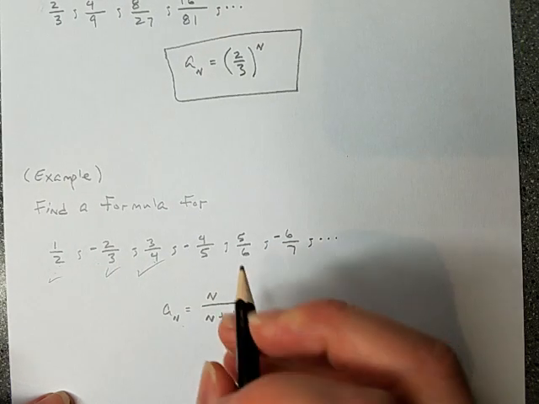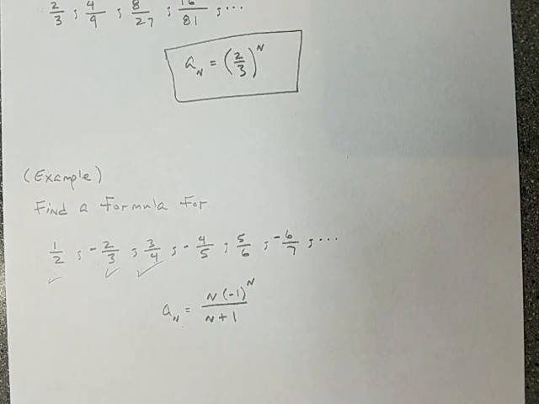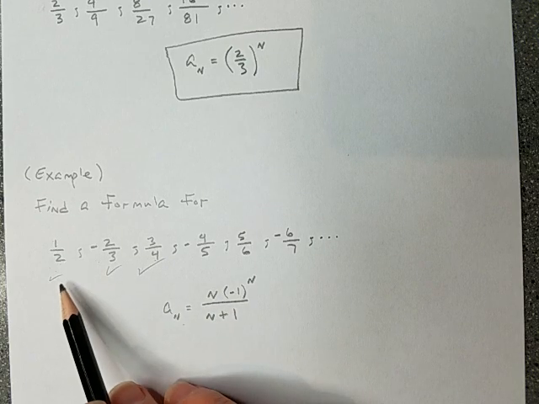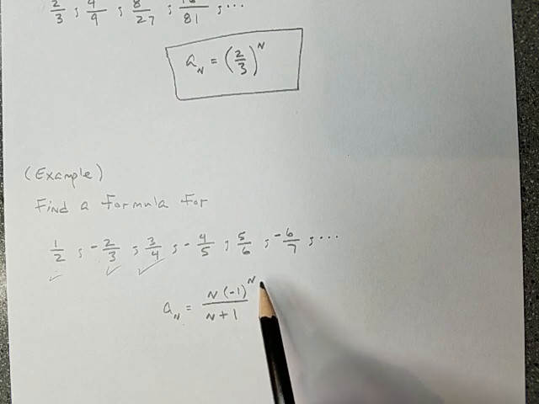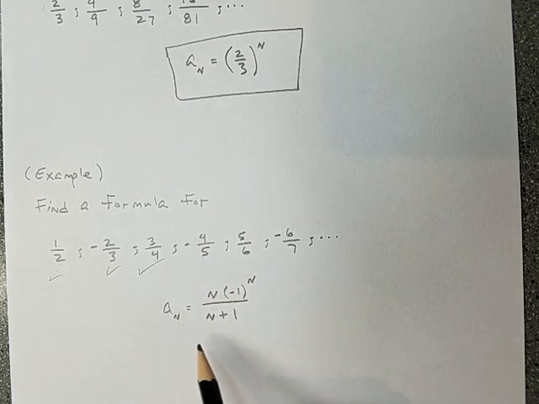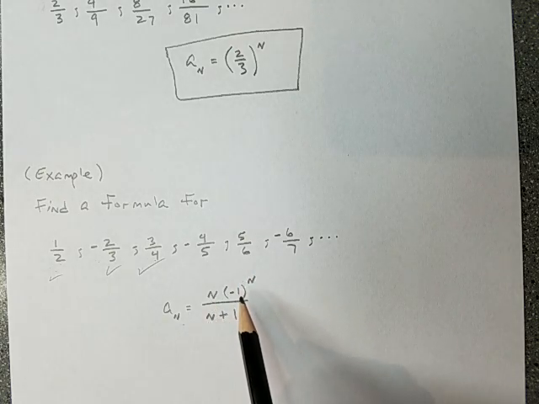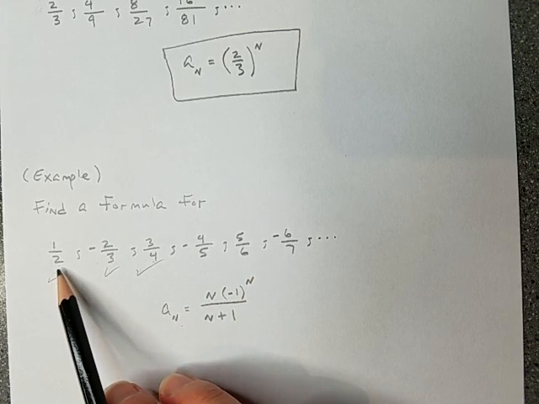How am I going to do that? Maybe multiply by negative 1 to the n power. Is that going to do it? So this will get me a half, 2/3, 3/4, 4/5. Does that change the signs the right way? What's negative 1 to the first power? What would this make the first term be? 1 over 2 times negative 1. We don't want it to be negative.